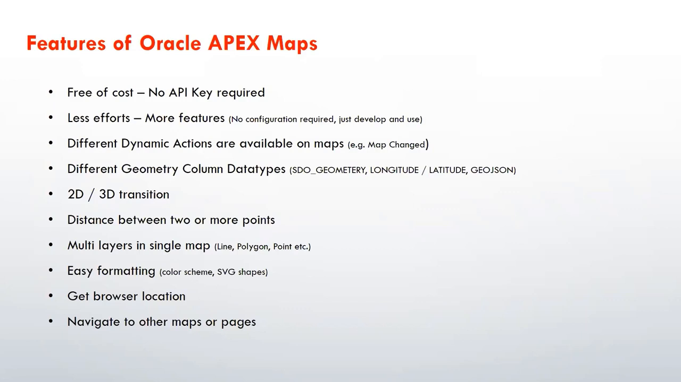in one map. And the formatting, the color schemes, or showing the points or locations on the map in the form of different shapes, it's very easy. We can even use SVG shapes. We call it scalable vector graphic shape. They are also built in the Oracle Apex latest release. If you want to get the browser location, for example, the location of the client browser, we will enable the option from our attributes, and it will be available.